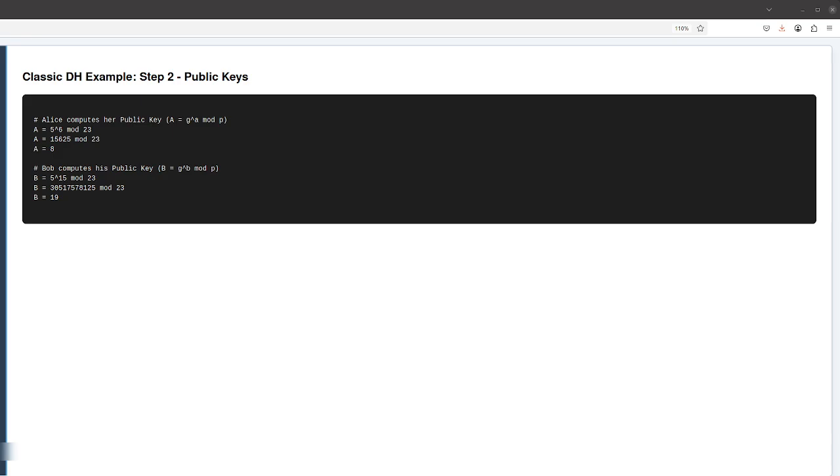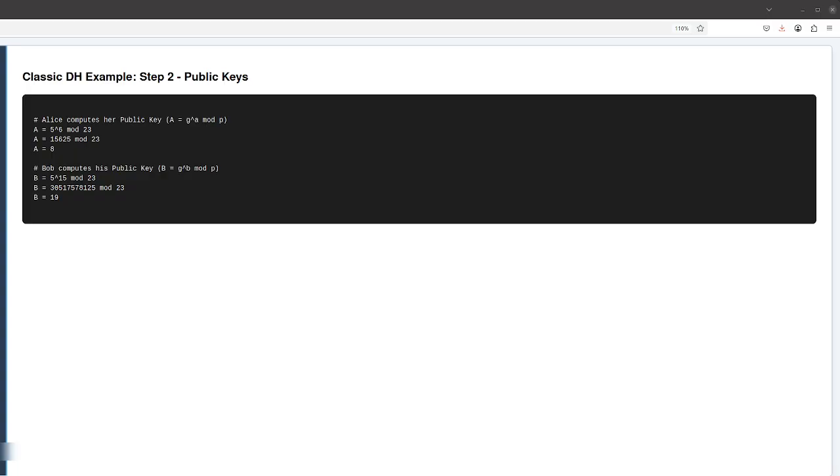Classic DH example. Step 2. Public keys. Next, they each use their private key and the public parameters to generate a public key. Alice computes her public key A by calculating g to the power of a modulo p. In her case, that's 5 to the power of 6 modulo 23. 5 to the power of 6. When we divide the result by 23, the remainder is 8. So, Alice's public key is A equals 8.